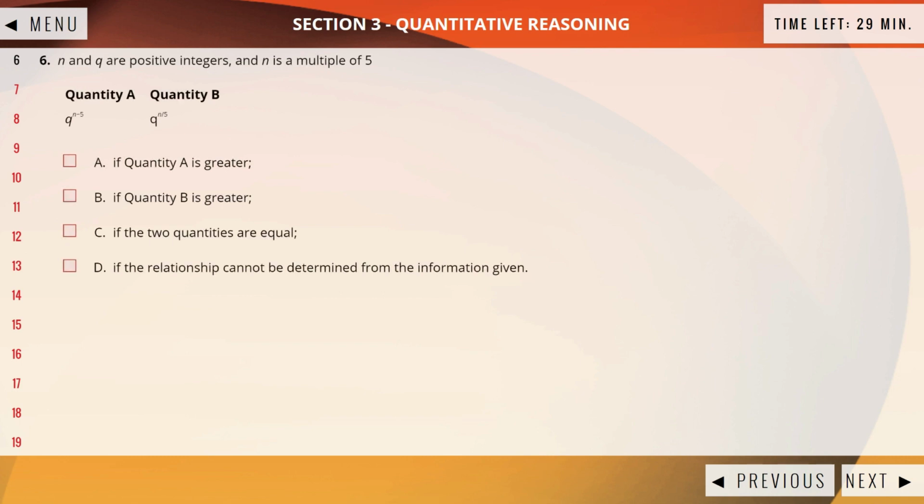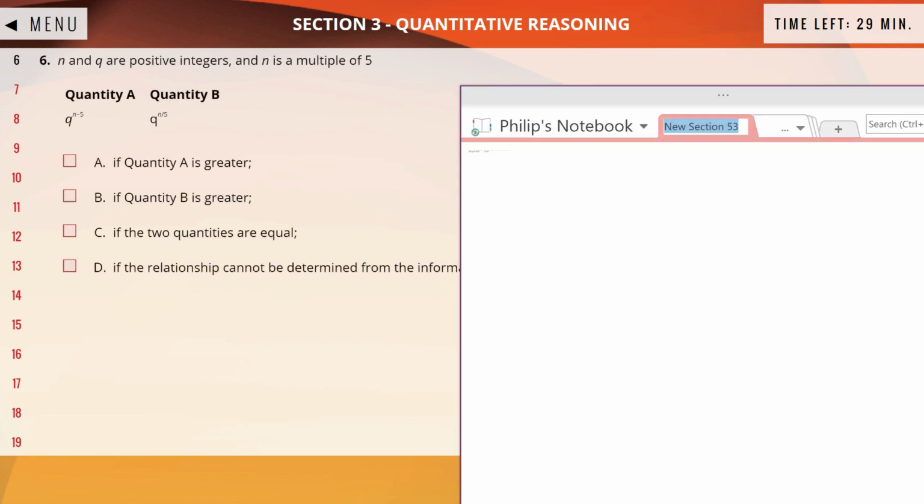Okay, so n and q are positive integers, and n is a multiple of 5. Quantity A is q to the power of n minus 5, and quantity B is q to the power of n over 5. Interesting. I'm not quite sure where they're going with this. Well, let's pick numbers. Actually, if we pick numbers... okay, let's quickly do that.